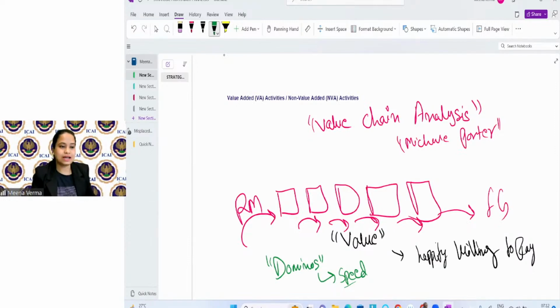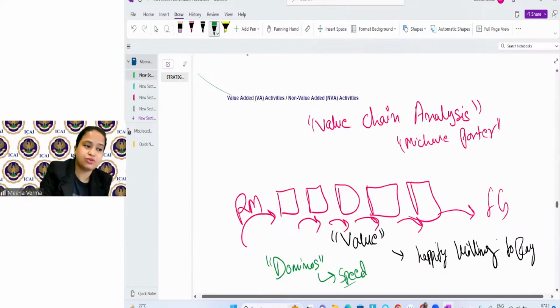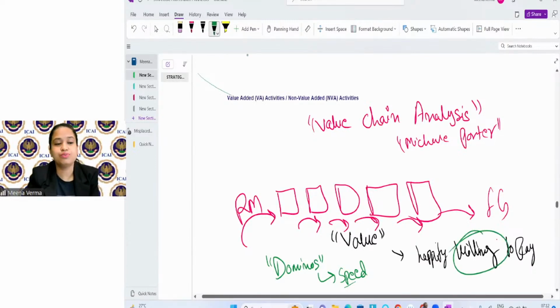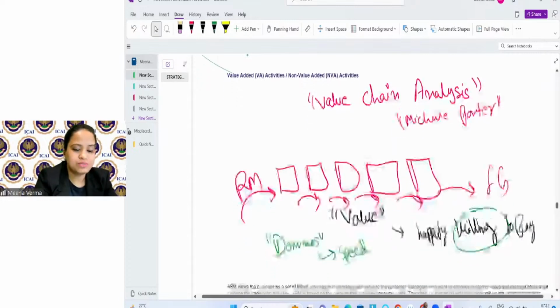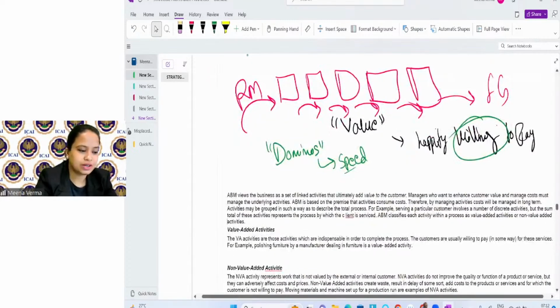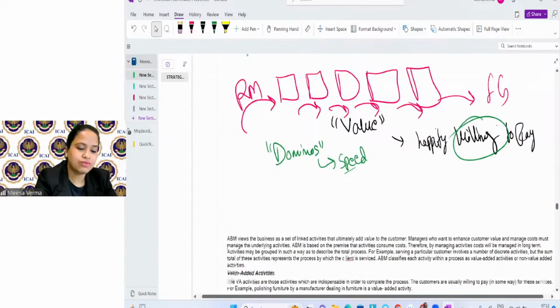So you can see here what is happening. The company is providing value to the customer, and the customer is happily willing to pay. Just for a burger, how many rupees are you willing to pay? 200, 300 rupees, no? Happily willing to pay, because you are giving value to the customer. Achha. So, ma'am, value-added activity samajh aa gaya. We give something to the customer for which the customer will pay.